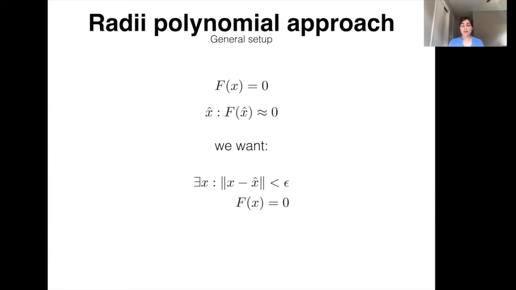So we're looking at a problem in a very general and abstract setup. We're looking at a problem f of x equal to 0, but we're solving it in an approximate way. So we only have x hat such that f of x hat is roughly equal to 0. And we want to find a proof that says that there exists a solution such that the bound between our approximate solution and our exact solution is smaller than some known epsilon.